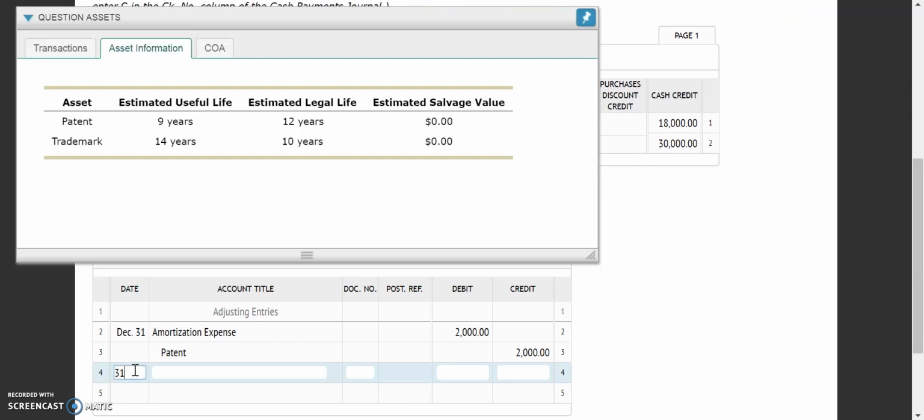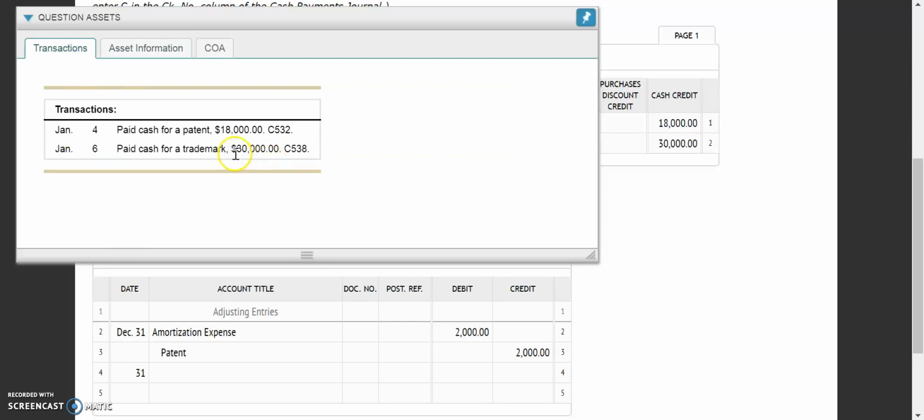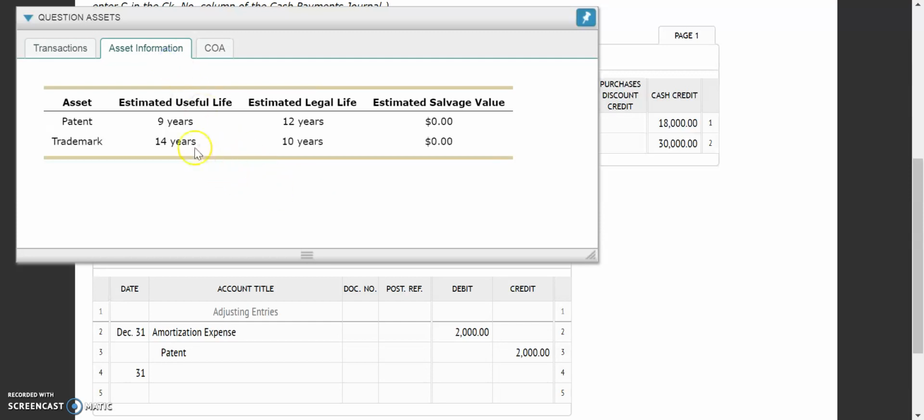Okay, then we also have our trademark to worry about. So our trademark, remember, our original purchase price was $30,000, and it says it has an estimated useful life of 14, but our legal life is only 10. So we're going to divide that 30,000 by 10 years, and we're going to end up with $3,000. So again, we put amortization expense 3,000, and then we credit directly into our trademark account for 3,000.